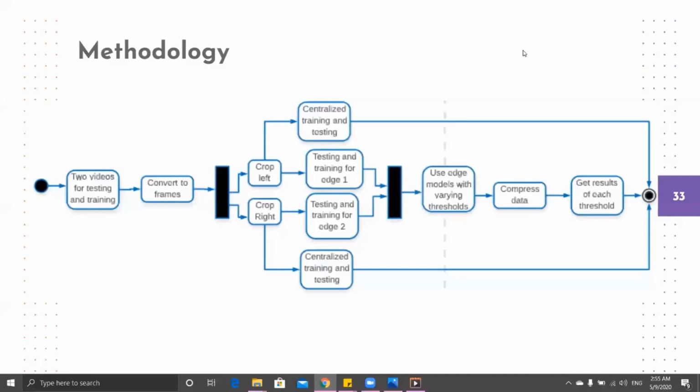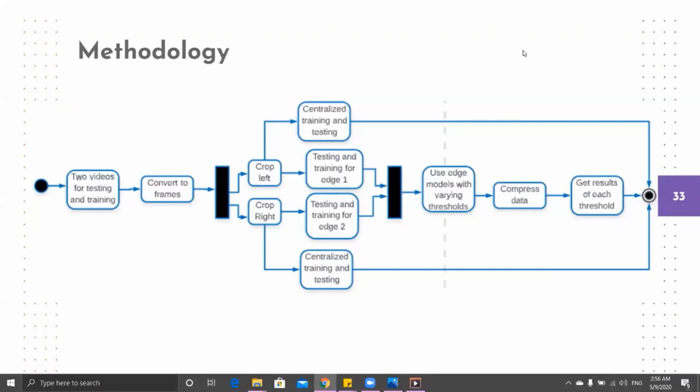Okay, so for the methodology of the experimentation, this is what we did. We started with 2 videos for testing and training, and then we converted them to frames, and then we did some other pre-processing tasks such as resizing the frames, normalizing the pixel values between 0 and 1, and converting them to grayscale, all of this to allow for better and faster training and testing. After that, we take the data and give it to an algorithm that can crop the data by a certain percentage left and right.